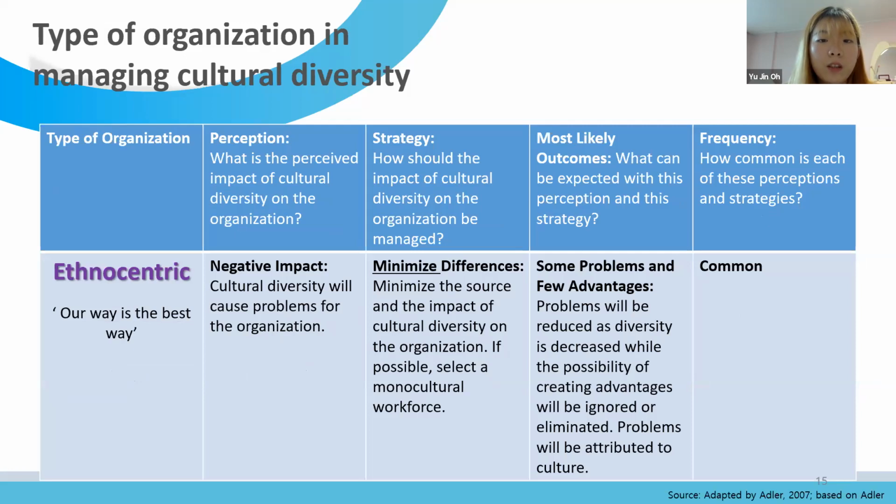Next, this is the ethnocentric organizational approach, and it is the concept that suggests that our way is the best way. Please remember that when parochial thinks that our way is the only way, they do not consider other cultures. This approach recognizes cultural diversity, but the ethnocentric approach regards cultural diversity as a negative impact, which means it will cause problems. Therefore, how do they think about the impact of cultural diversity? They will minimize differences to avoid problems, by selecting a monocultural workforce, and promoting a single culture to reject clashes among cultures.